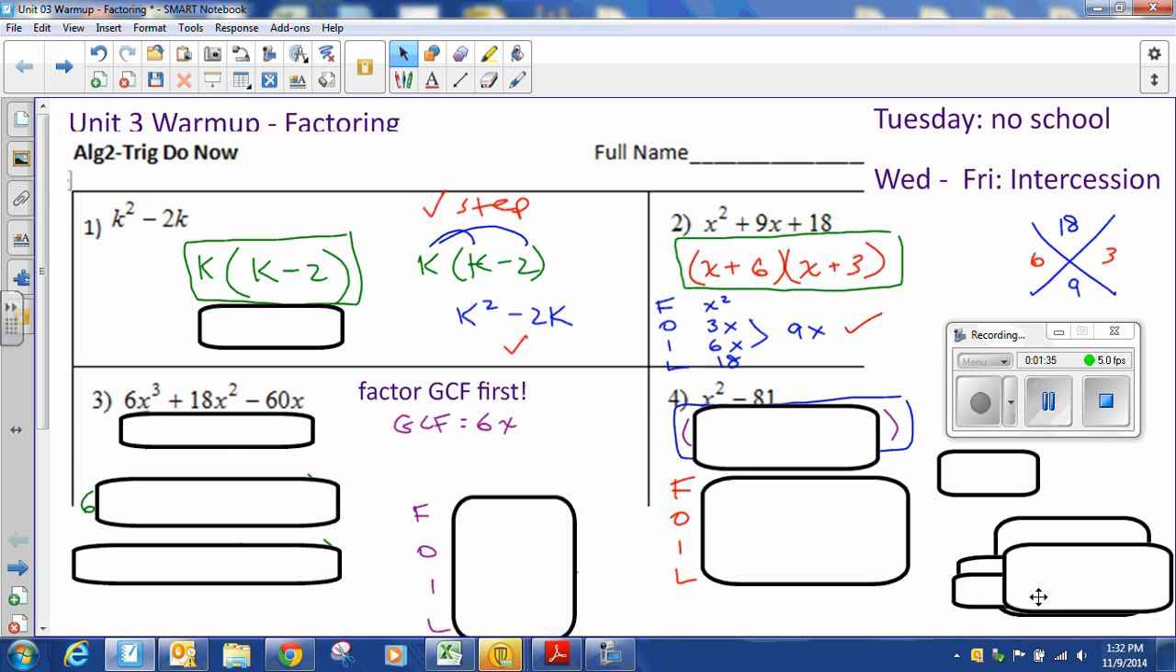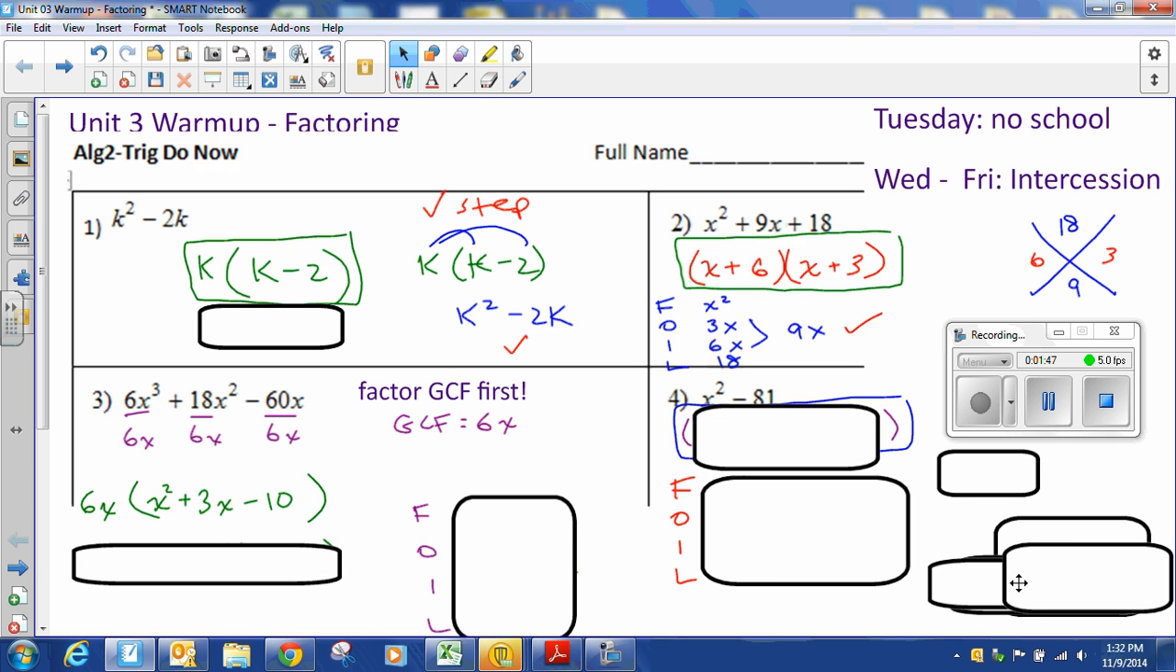Let's take a look at number 3. Remember, always factor the GCF first. The GCF is 6x. Therefore, we divide each term by the GCF in order to find out what is left over. 6x cubed divided by 6x is x squared. 18x squared divided by 6x is 3x. And negative 60x divided by 6x is negative 10. So we're looking at 6x times the trinomial x squared plus 3x minus 10.